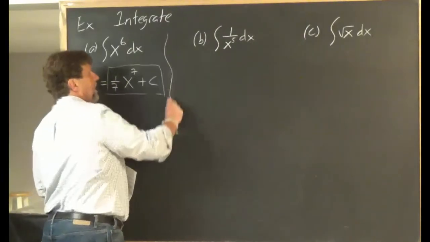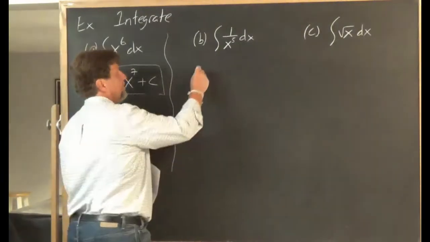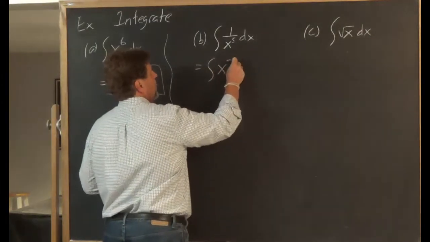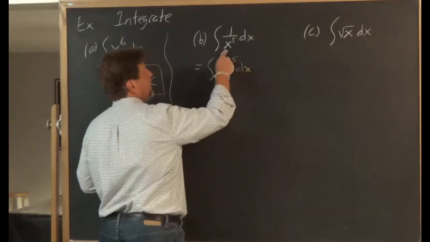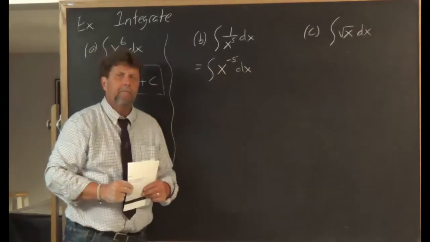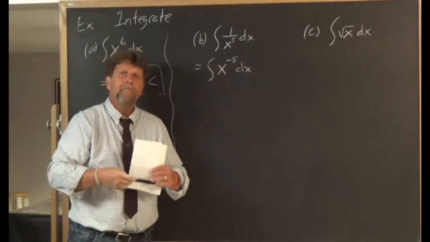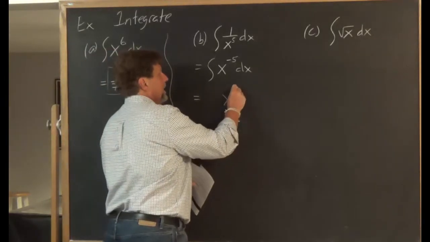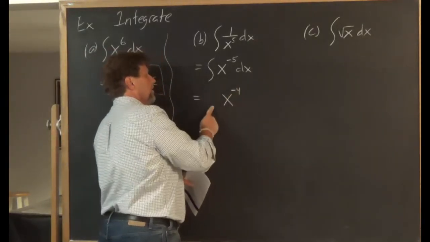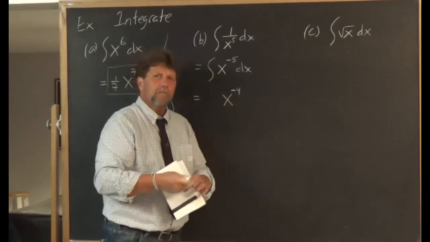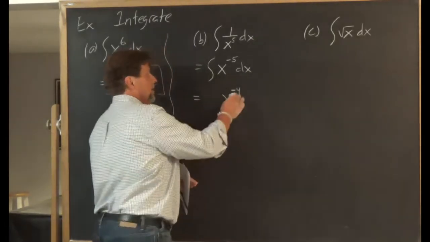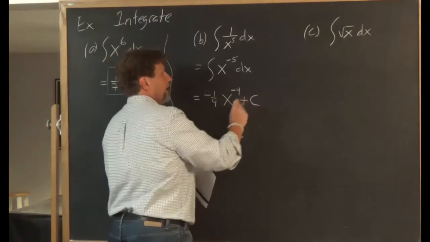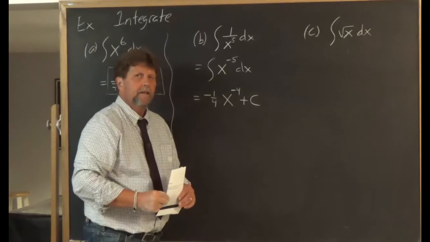All right, part B. I would start off by writing it as 1 over x to the 5th. I would rewrite the integrand 1 over x to the 5th as x to the negative 5th. Now I use the power rule. The power rule says add 1 to the exponent. The little multiplier you put in front is the reciprocal of the new exponent. The reciprocal of negative 4 is negative 1/4. Don't forget to tack on the plus c.